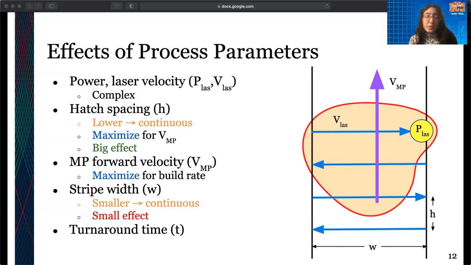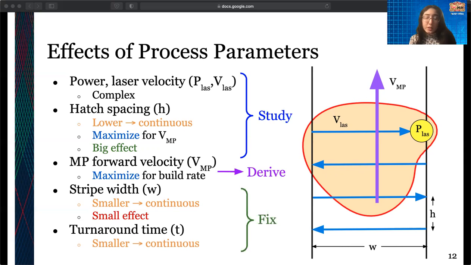In order to study these many different variables, we're going to study some, derive one, and fix two. We're going to fix our turnaround time at the minimum turnaround time that the machine is capable of. We're going to fix the stripe width at a reasonable value within the range of values initially studied. We're going to derive the melt pool forward velocity using our geometric relationship. And then we're going to study the three remaining variables: laser power, laser velocity, and hatch spacing.